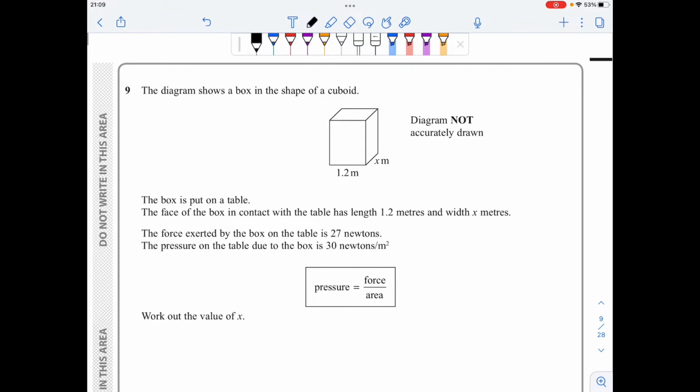For question 9, the area in contact with the table is the following. This is a rectangle with length 1.2 and width x, so it has an area of 1.2x.